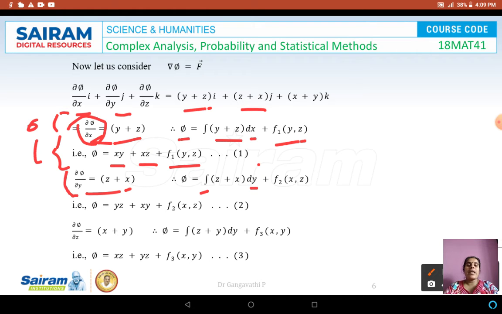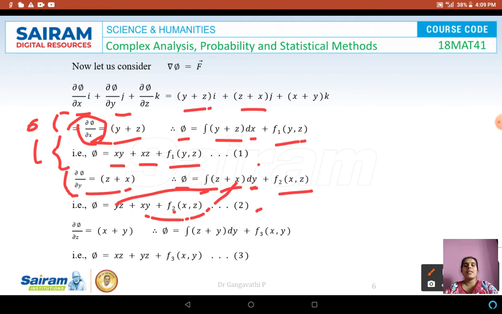Del by del y and integration with respect to y get cancelled. You get phi equal to the integration of z plus x. Since integration is with respect to y, x and z act as constants, and a function of those is the constant of integration. Integration of z with respect to y is yz. Integration of x with respect to y is xy, and the constant of integration is f2. Call this equation 2 and keep it aside.